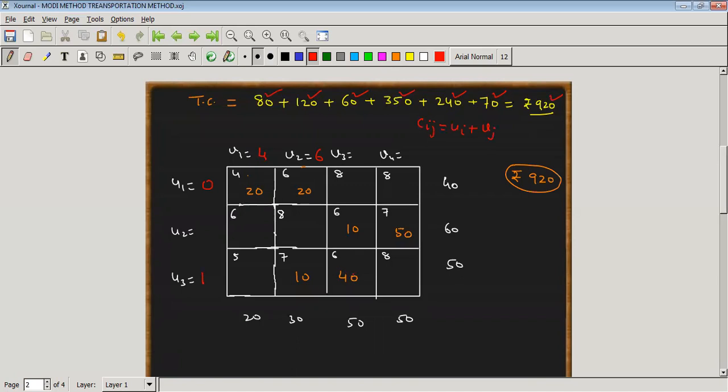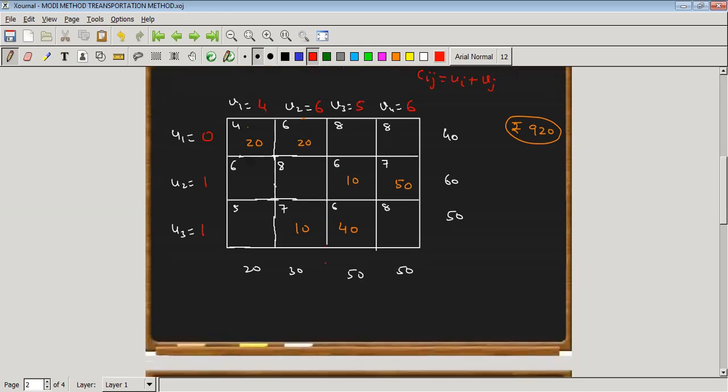There is an allocation. So 6 minus 1, this is equal to 5. So V3 equal to 5. There is an allocation. So 5 plus 1, that is equal to 6. So U2 equal to 1. Now there is an allocation. So V4 is equal to 6. So now we have found all Ui and Vj.